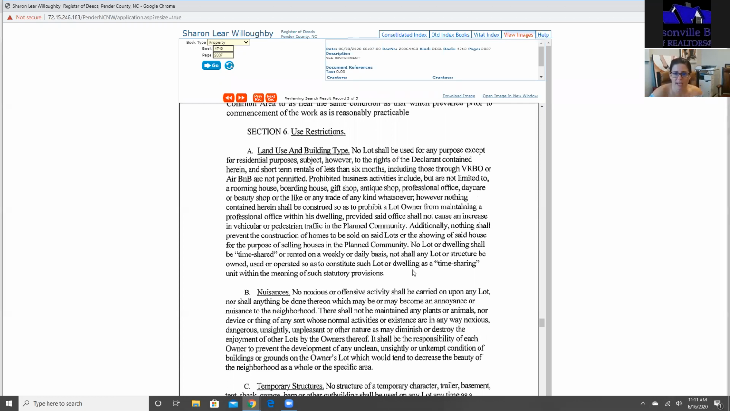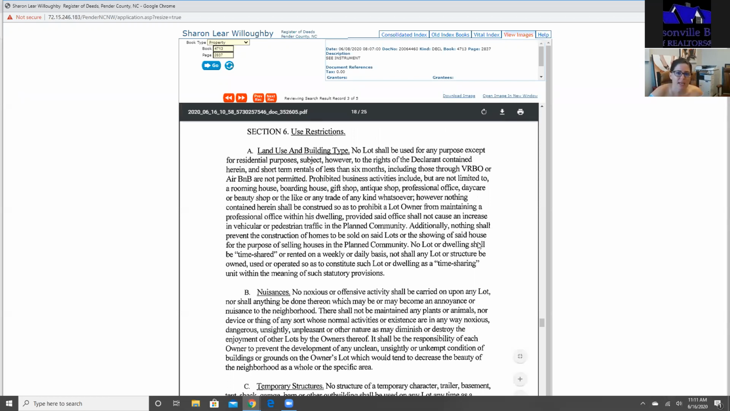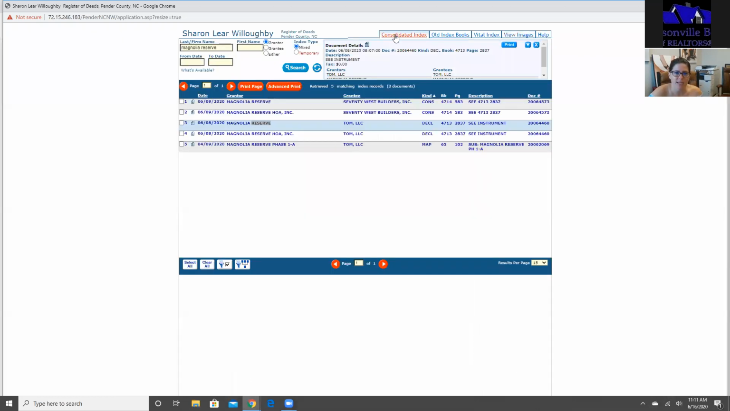Okay, so in Pender County, if you're in here and you wanted to get back to the last pages and everything, if you just click back on consolidated index, it takes you back to that last page. You can see here too that there are 2 restrictive covenants officially, but these are the same book and page. One of them, whoever put these in, happened to title it as Magnolia Reserve one time and Magnolia Reserve HOA Inc. one time. But these are the exact same thing. If you clicked on the other one, it would look exactly the same. So you don't need to click on both of those. Okay, so that's one way to do it.